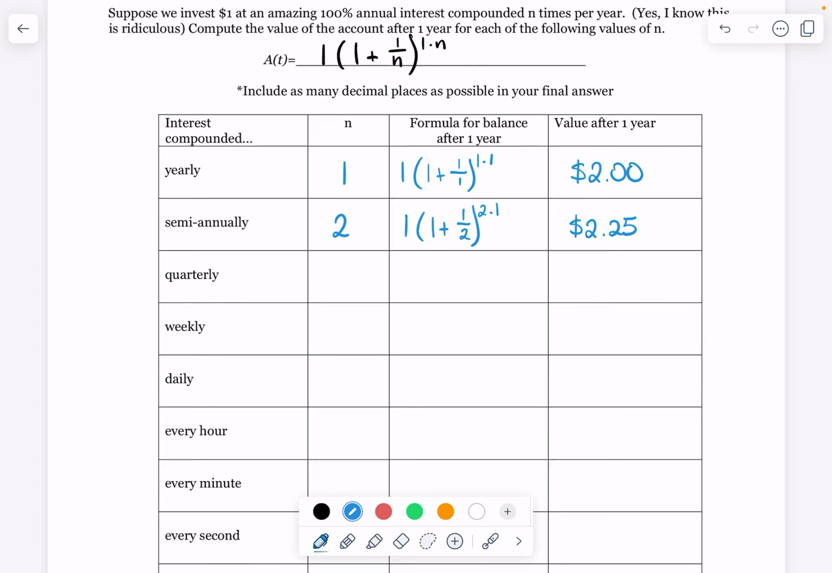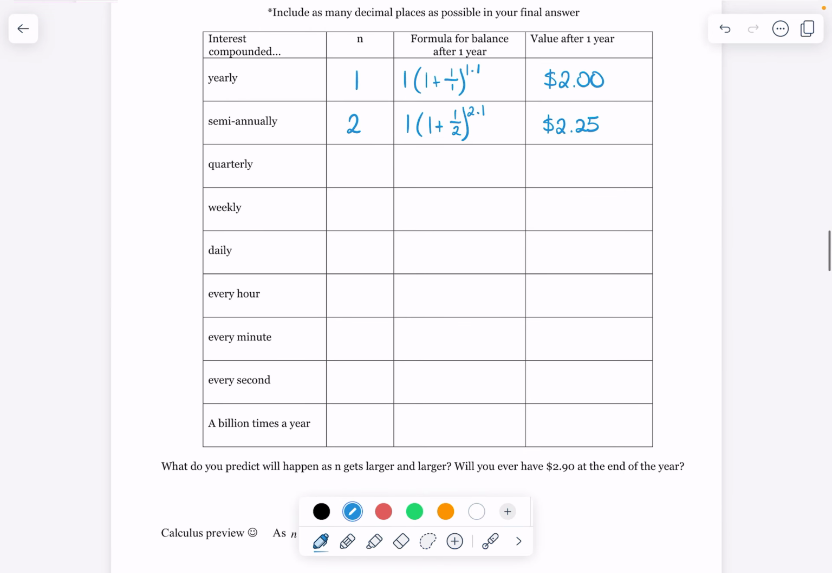Okay. I want you to pause the video and go through and fill in the rest of this table and see what you notice as you go through that. Try it for the rest of these and see what you come up with, and see if you notice anything about these values.